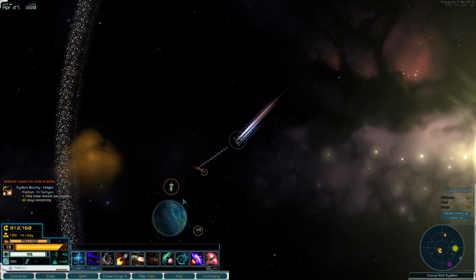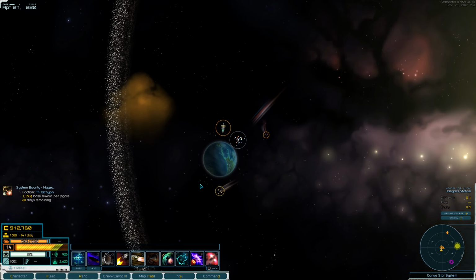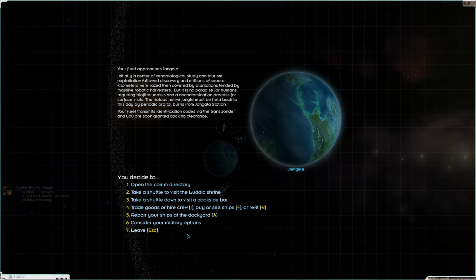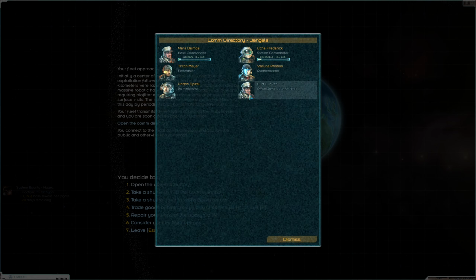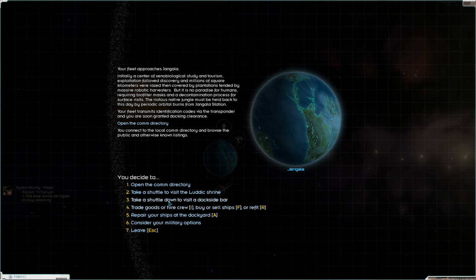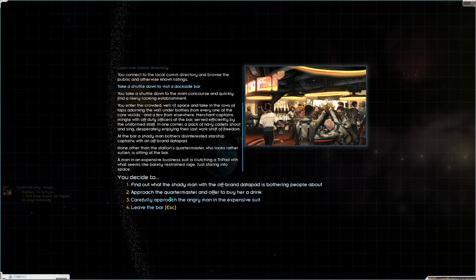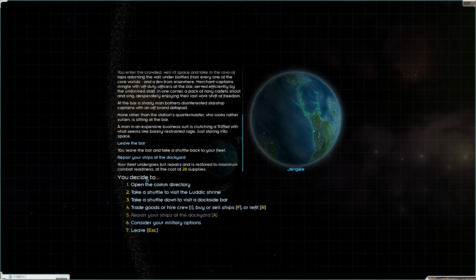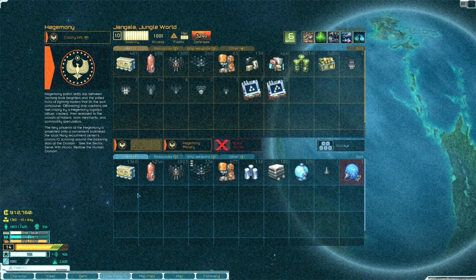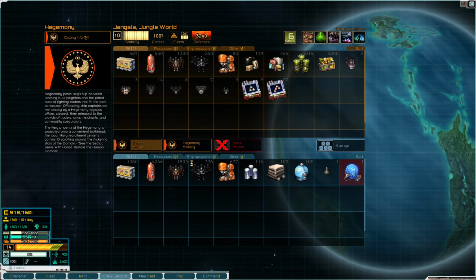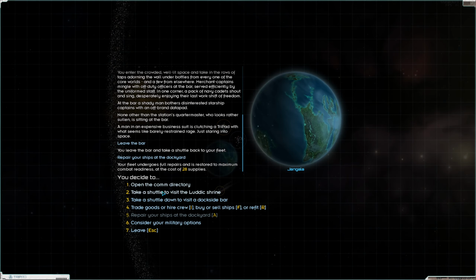All right, folks, we are approaching Jangala. Let's go down to the shrine after I check for administrators. Nothing super interesting here. Wow, something got banged up when I smacked into an asteroid. And down to the shrine.